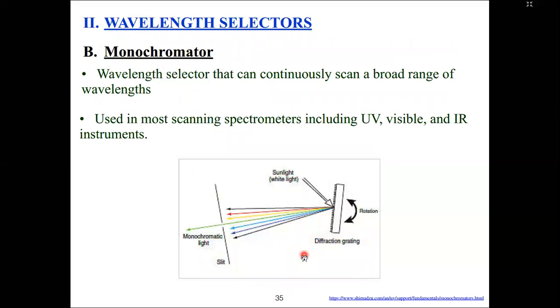Another type of filter is the monochromator, and we'll be hearing a lot about the monochromator in these lectures. The monochromator is the wavelength selector that can continuously scan a broad range of wavelengths. It continuously scans, that means it continuously changes the wavelength. It is used in most scanning spectrometers, including UV, visible, and IR instruments. So in a scanning instrument where you want to scan all the wavelengths, that's where the monochromator is used. So let's look into what it is.